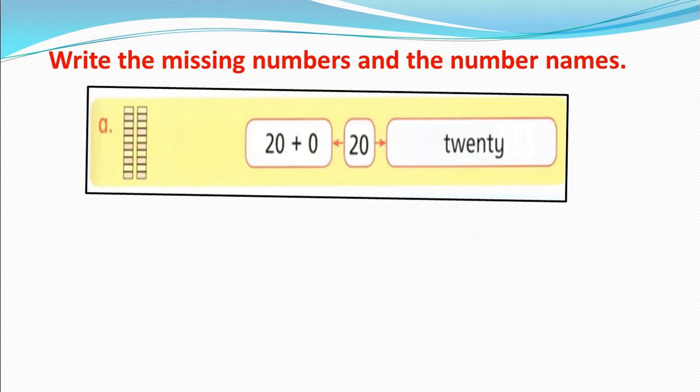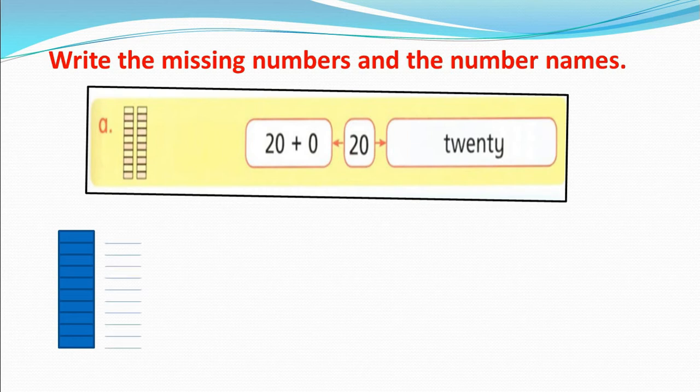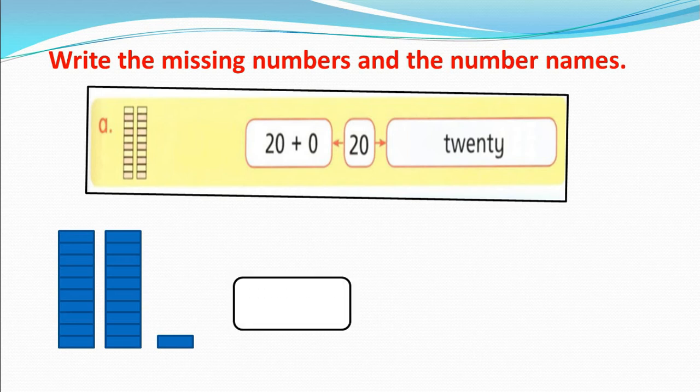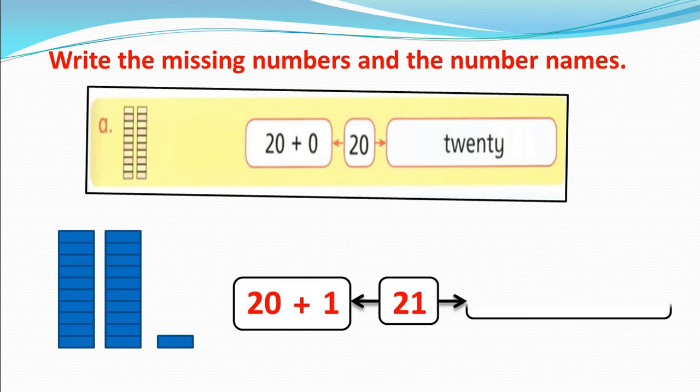Now there are 2 stacks of 10 and 1 one. 2 stacks of 10 makes 20 and there is 1, so here we will write 1. Now add them. 20 plus 1 equals 21. Now write the number name 21.